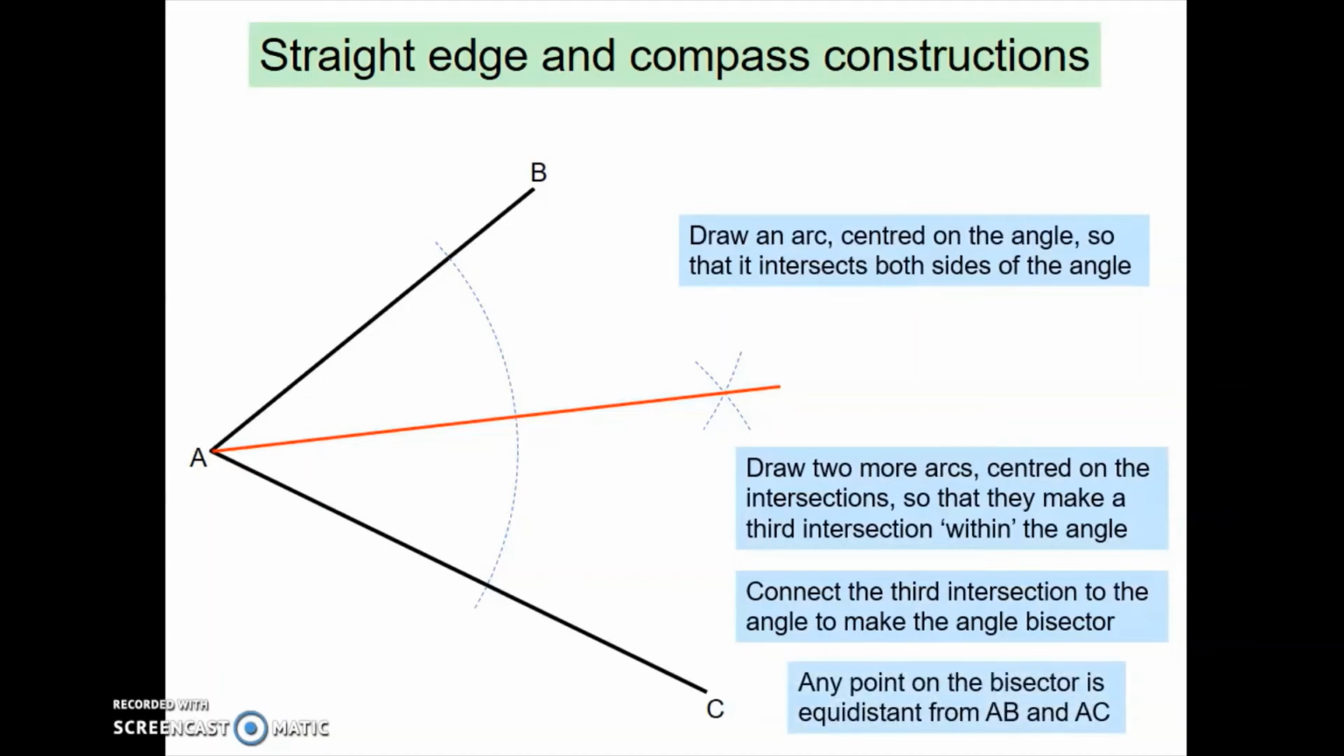Any point on the bisector is equidistant from AB and AC. So any point at all along this line, wherever that dot was to stop, would always be equidistant from the line AB and the line AC.